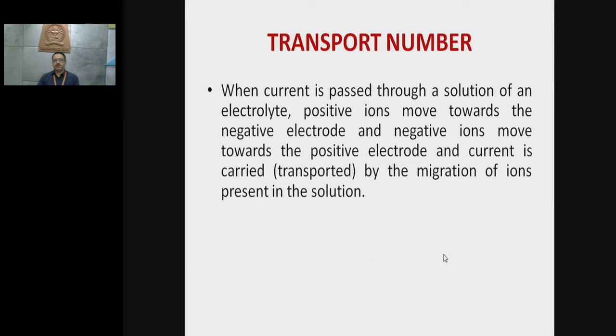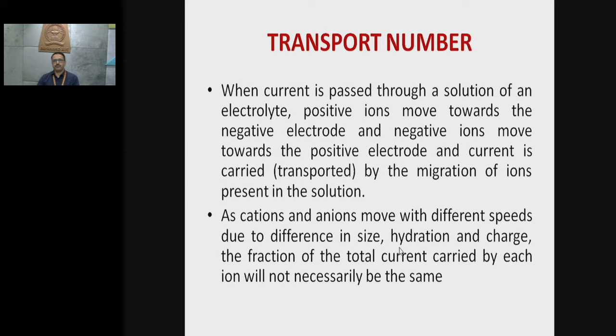Transport number is a concept particularly used in electrochemistry. We will first discuss the basics of this. When current is passed through a solution of an electrolyte, the positively charged ions move towards the negatively charged electrode, while negatively charged ions, that is anions, move towards the positively charged electrode. Thus current is carried, that is transported, by the migration of ions present in the solution.